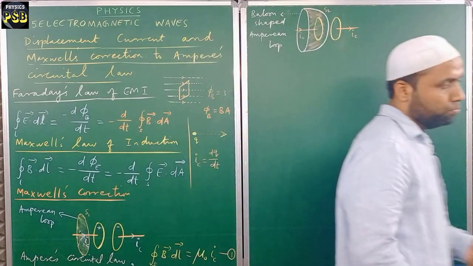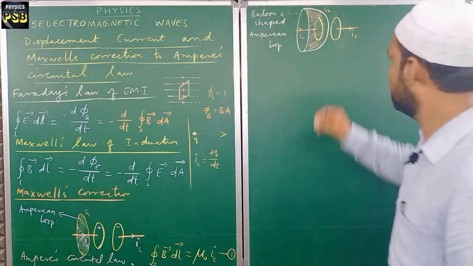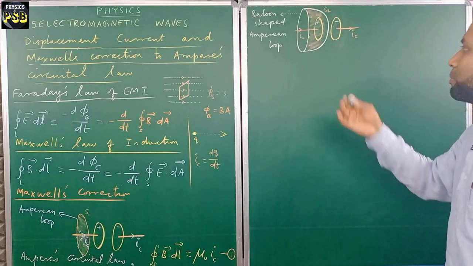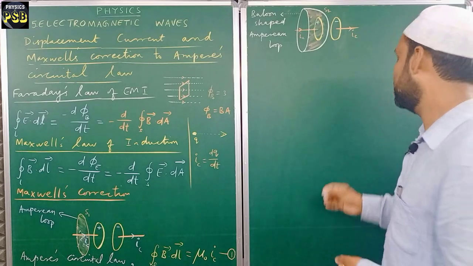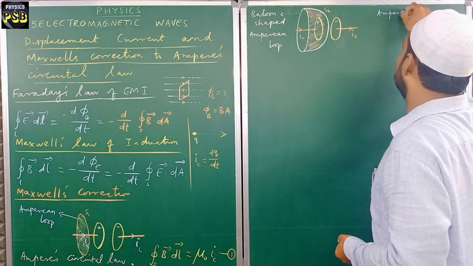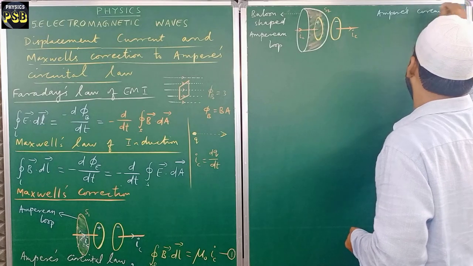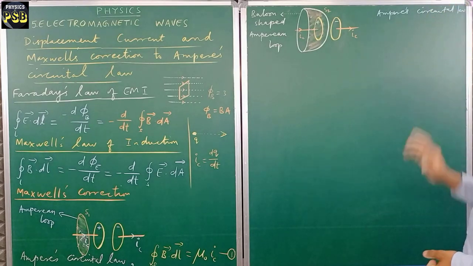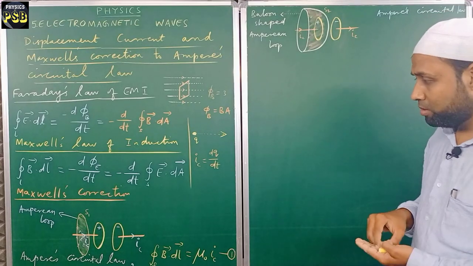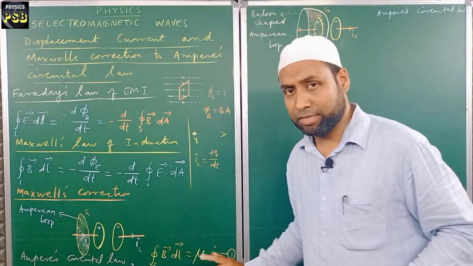Balloon shaped Ampere loop. Okay. Let's say this is a positive charge, this is negative charge. Now I am going to apply Ampere circuital law to this. Ampere circuital law does not depend on the shape of the Ampere loop. We know that very well. If it is so, it should not modify this integral.